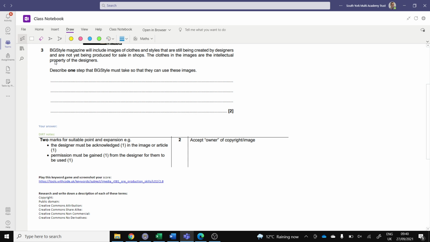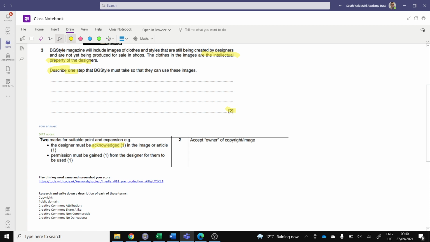The clothes in the images are the intellectual property of the designers. So describe one step for 2 marks that BG Style must take so that they can use these images. It's a describe question, so that means we've got to write 2 things, 2 points linked together. So we'll have a look at the mark scheme here. You need to acknowledge or attribute the person who owns the image, so that's the designer.